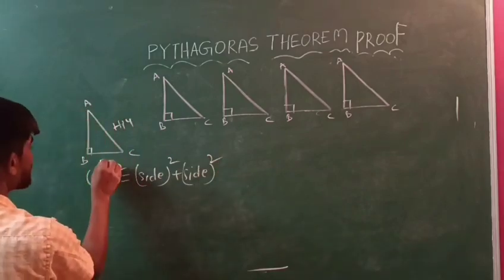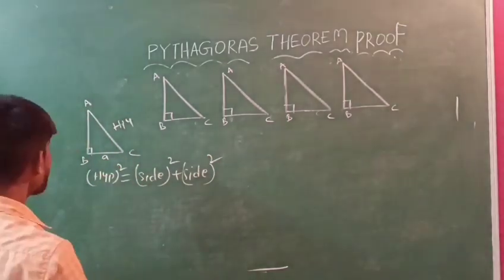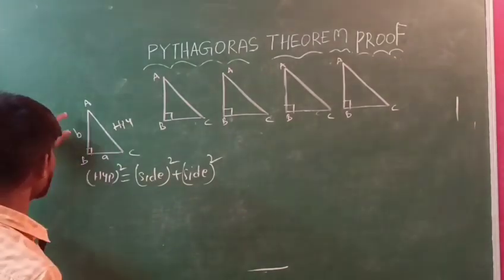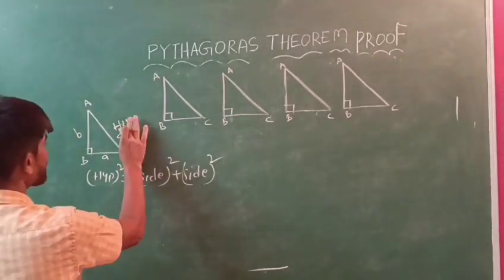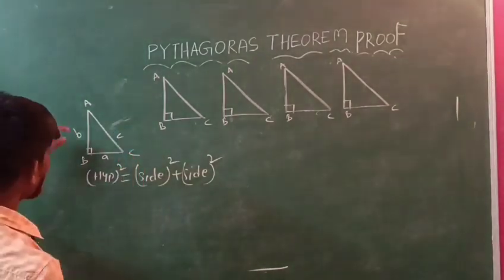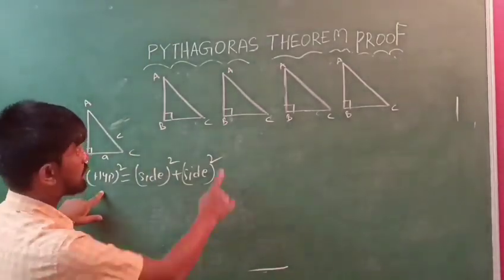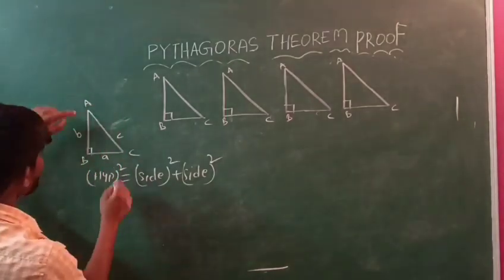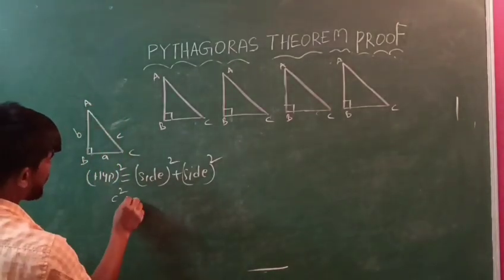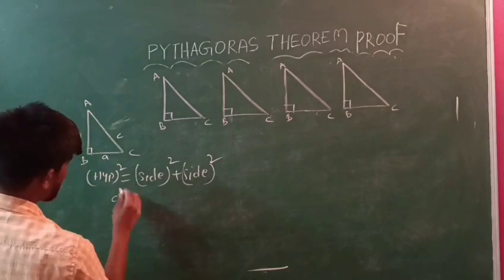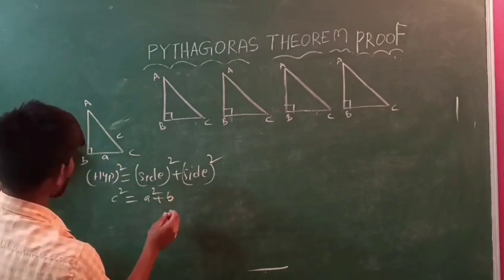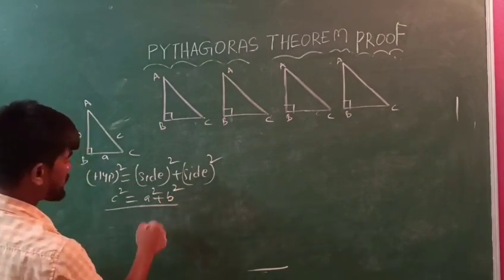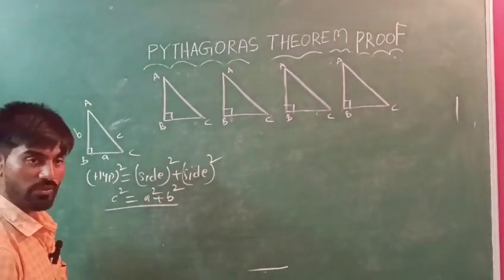Here this BC unit I'm taking as small a. Here this is BA, or AB, B units. This is the C units. According to the Pythagoras theorem, hypotenuse square is equal to side square plus side square. Here hypotenuse means C square is equal to, here BC is one side, A square, plus the rest of the one, B square. So C square is equal to A square plus B square.